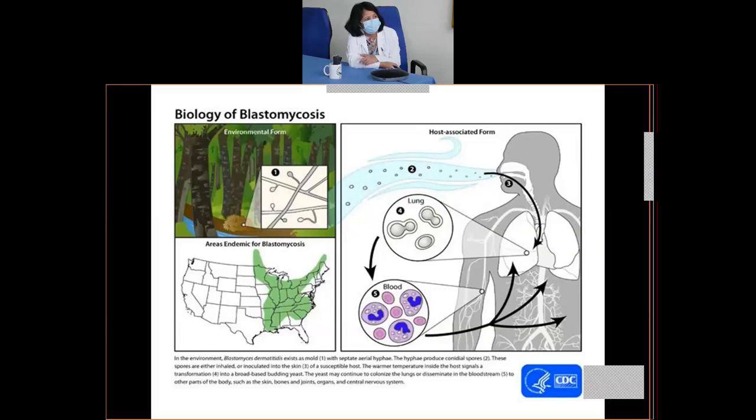So this is regarding the biology of blastomycosis. Just remember, inhalation of aerosolized conidia is the primary mode of infection. Once they enter the lungs, they are converted into broad-based yeast forms, and they may stay in the lungs, or they may disseminate to other parts of the body, like the skin, the bones, joints, and the central nervous system.